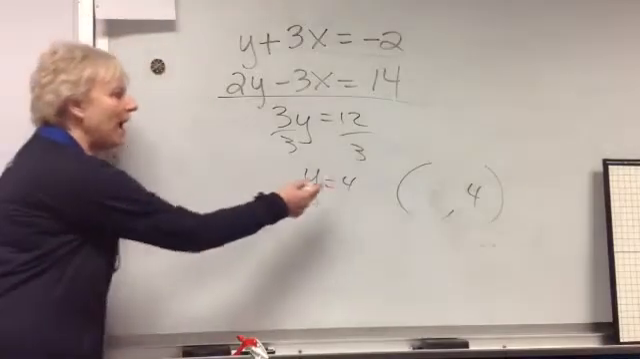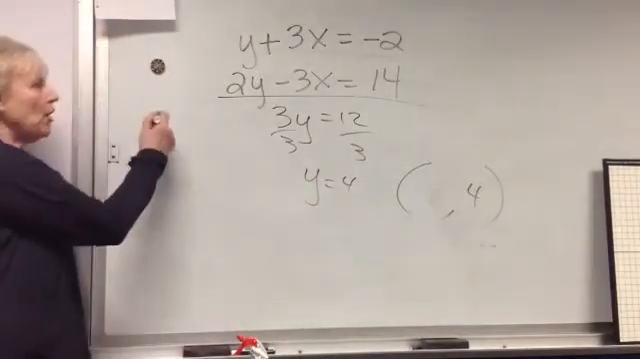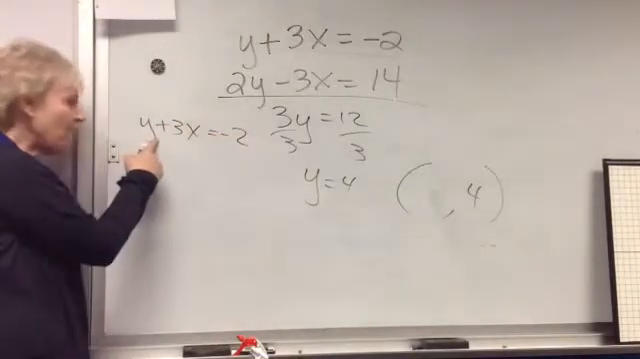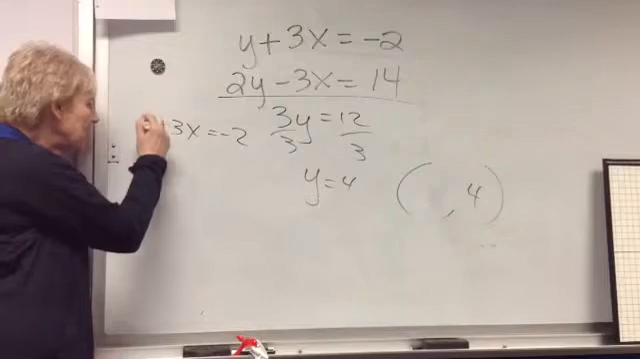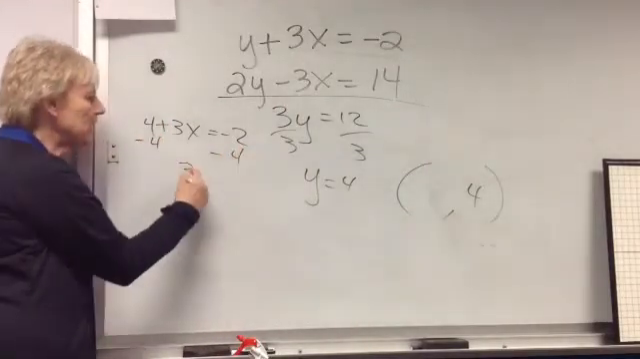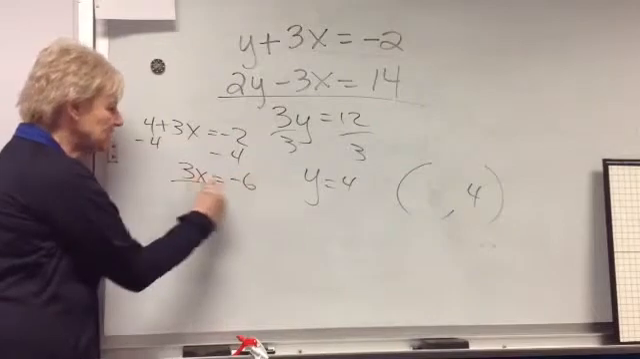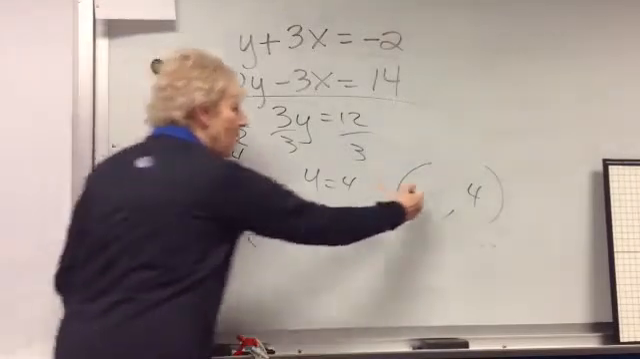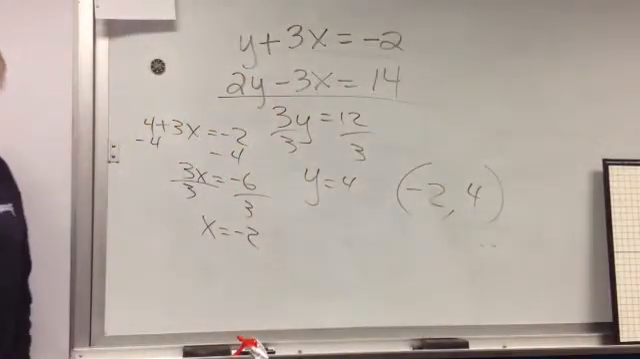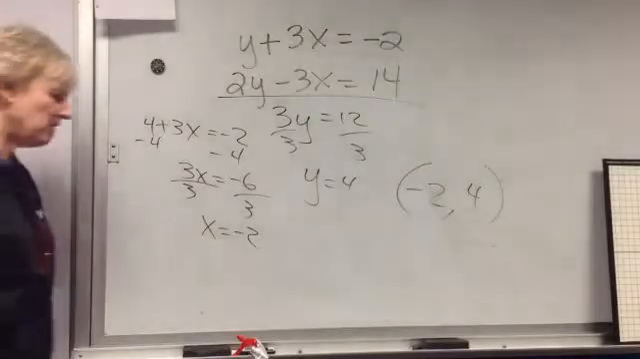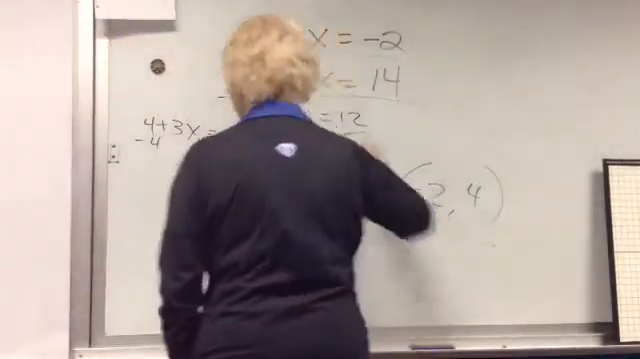All right, y is 4. So I'm going to take the first equation and put in a 4. Erase it and put a 4. Subtract 4, subtract 4. 3x is -6. Divide by 3. X is -2. Got it. I got that on my second attempt. Got it on the first attempt. All right, let's try another one.